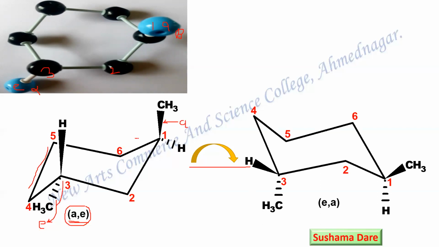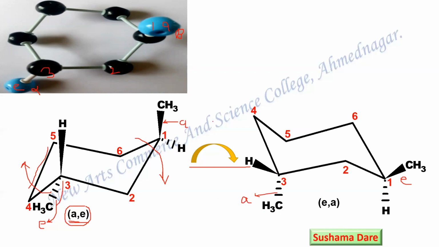After flipping, the number 1 position is going in the downward direction, number 4 position in the upward direction. So number 1 is at the lower direction, number 4 is at the top direction. Now due to flipping, the axial methyl group changes to equatorial. So this is the equatorial, and this equatorial methyl group at the C3 position changes to axial. So this is now axial.